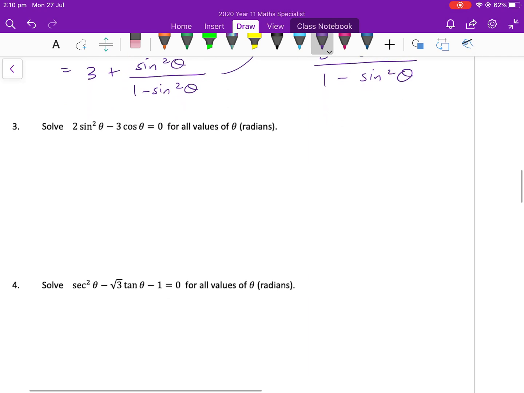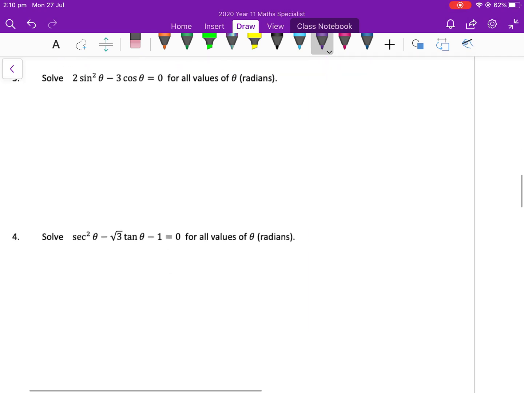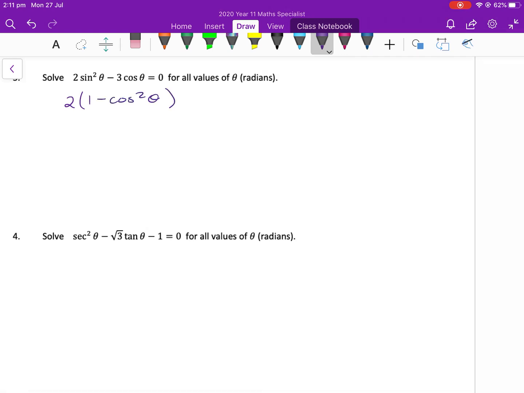So now let's consider if we're trying to solve for all values of theta in radians. We've got 2 sine squared theta take 3 cos theta equals 0. Well, straight away I'm going to want to put them either in terms of sine or cos, so I'm going to go for cos this time. So I'm going to use the original Pythagorean identity. So I'm going to replace sine squared theta with 1 minus cos squared theta.